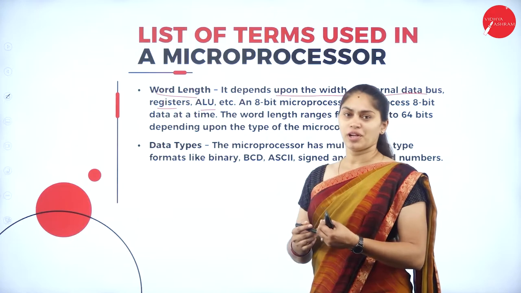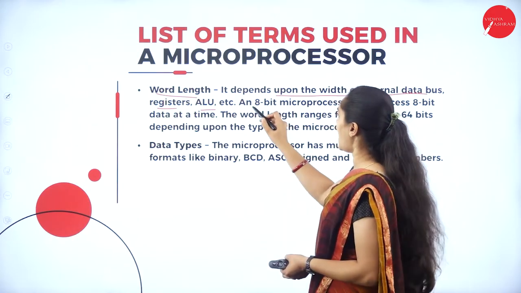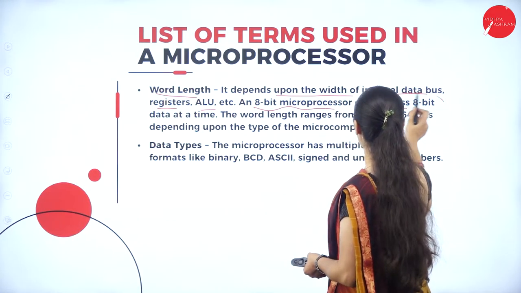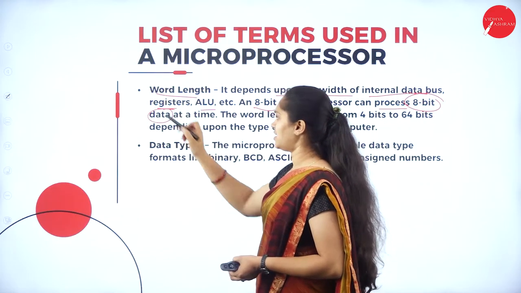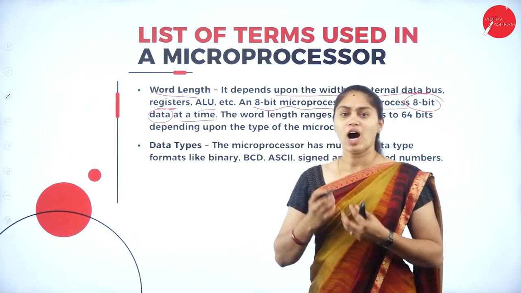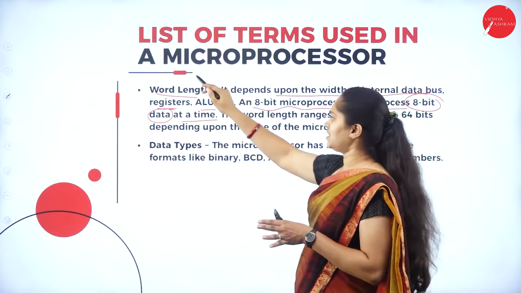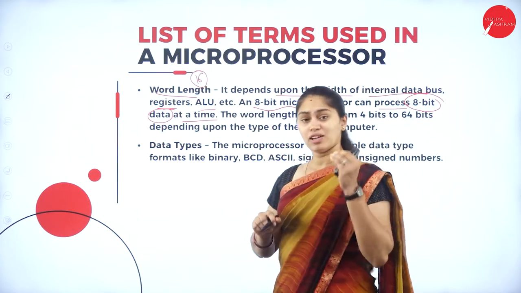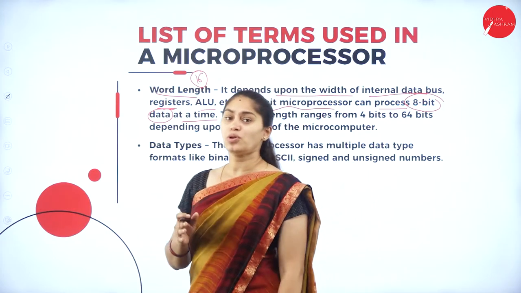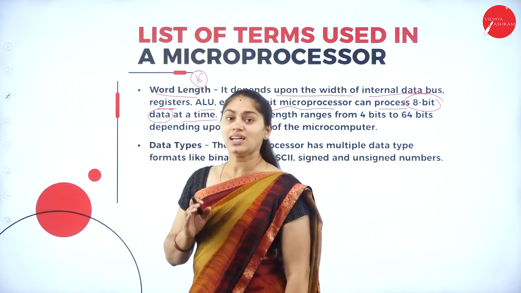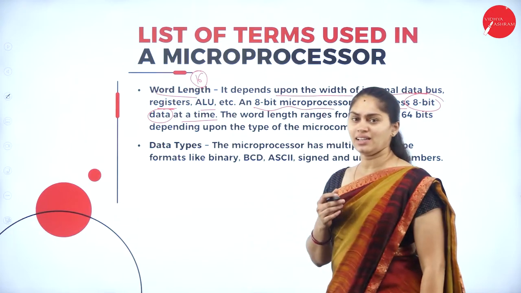This word length is going to vary. An 8-bit microprocessor can process 8-bit data at a time. So what does word length mean? It means how many bits it can process at a time. If the word length is 16, then that microprocessor has the ability to process 16 bits of data at a time. That is what word length specifies.